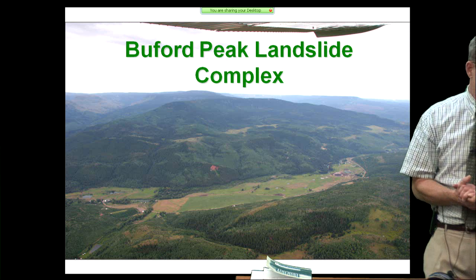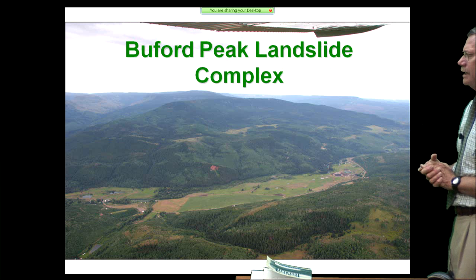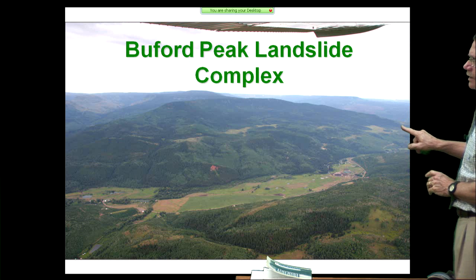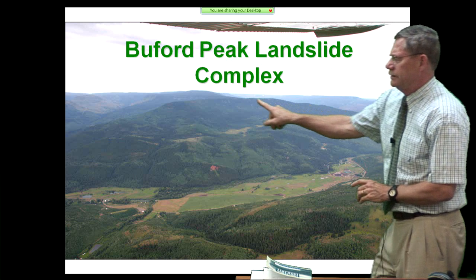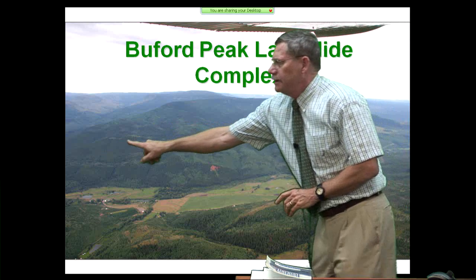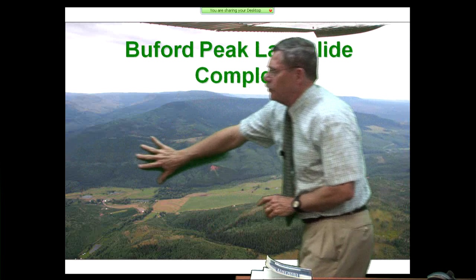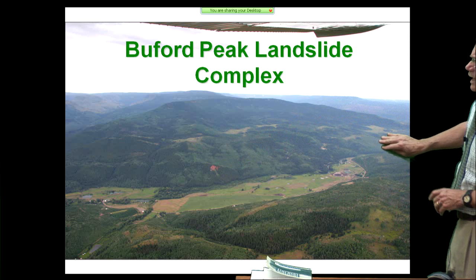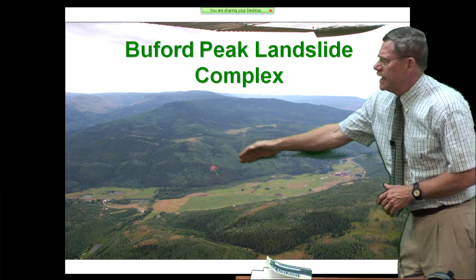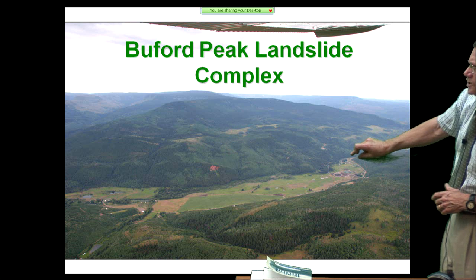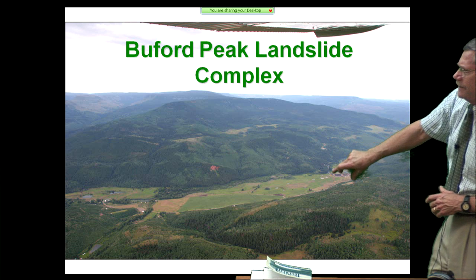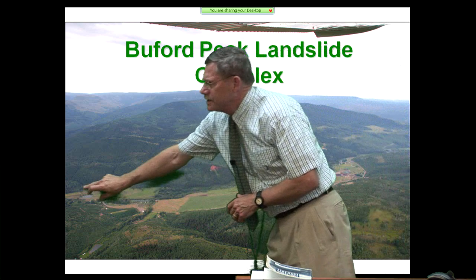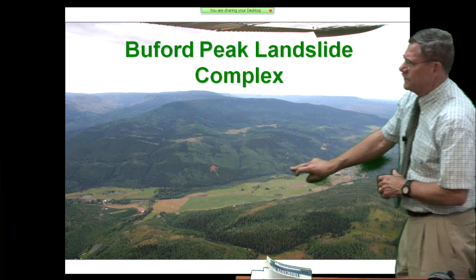Here's one where we're flying over Buford Peak area. This is out near Meeker, Colorado. And this head scarp starts over here. It comes up here, comes around all the way over to here. And this whole thing you're looking at here is one big, huge landslide complex that has slid down into this valley and pinched the valley off right here. And this flat area where all these horse ranches are is the lacustrine sediments of the lake that was formed by this landslide dam.